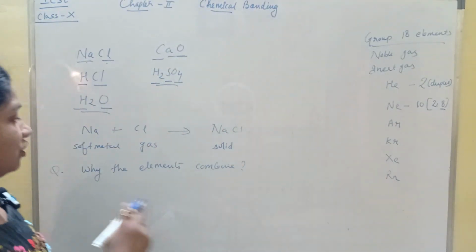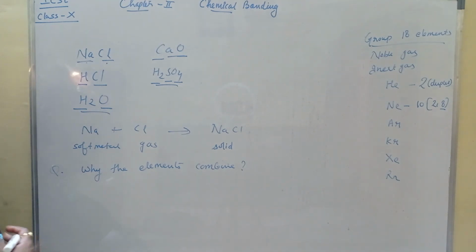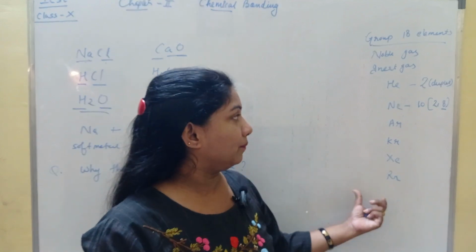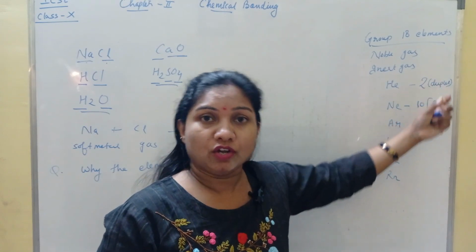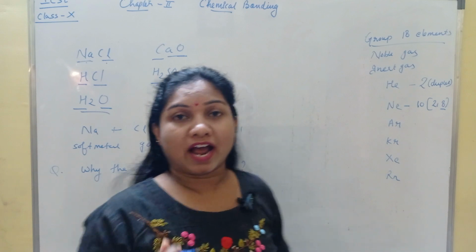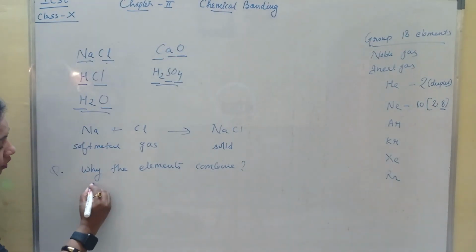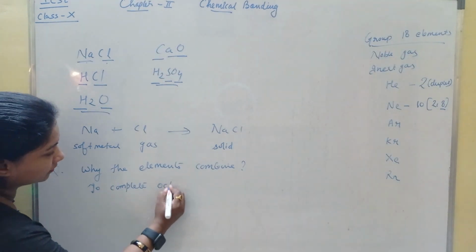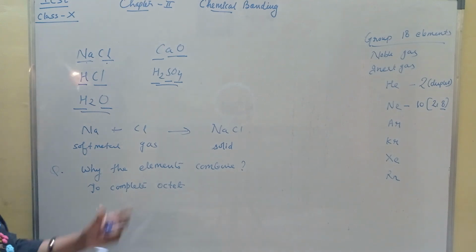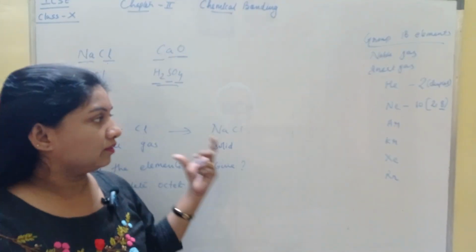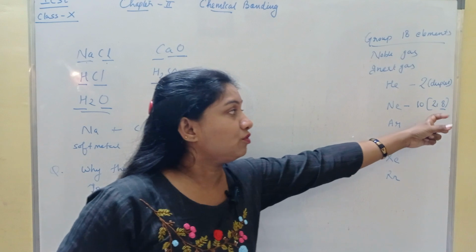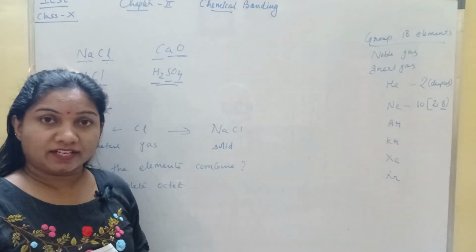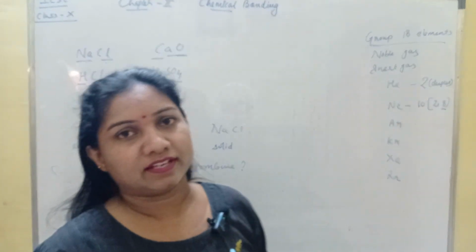So my question is, why are the elements combining, why do they have the tendency to combine? Because all the atoms of the elements want to complete either their duplet or octet. That means they want to have 8 electrons in their valence shell to complete the octet. Some have more than 8 electrons and some have less than 8 electrons.